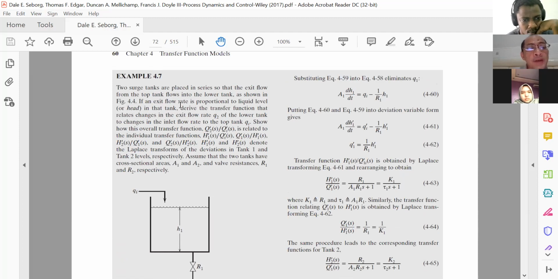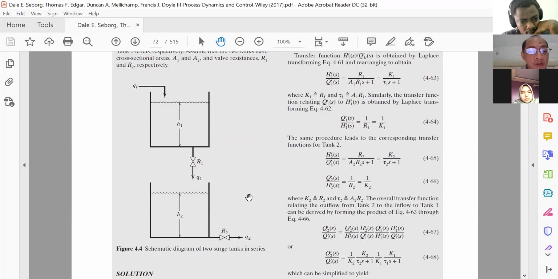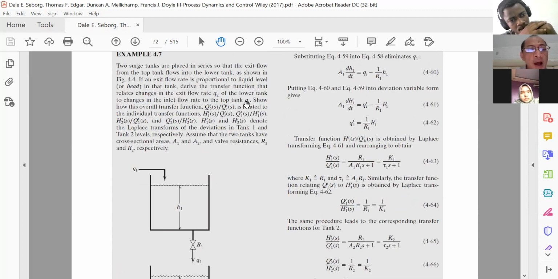Okay. If an exit flow rate is proportional to liquid level or head in that tank, derive the transfer function that relates changes in the exit flow rate Q2 of the lower tank to changes in the inlet flow rate to the top tank Qi. So the question is, what is the transfer function between Q2 and Qi?